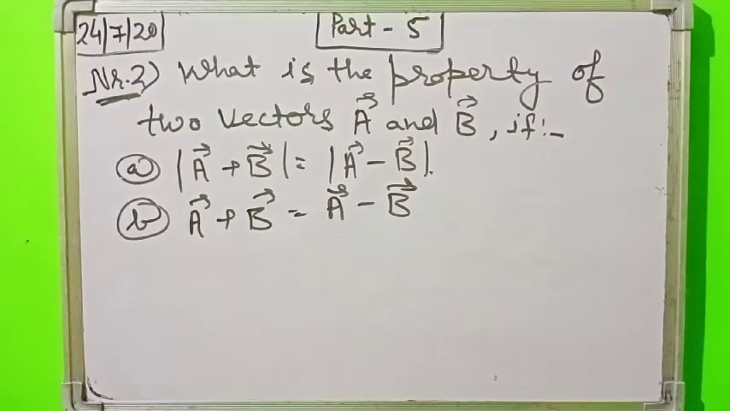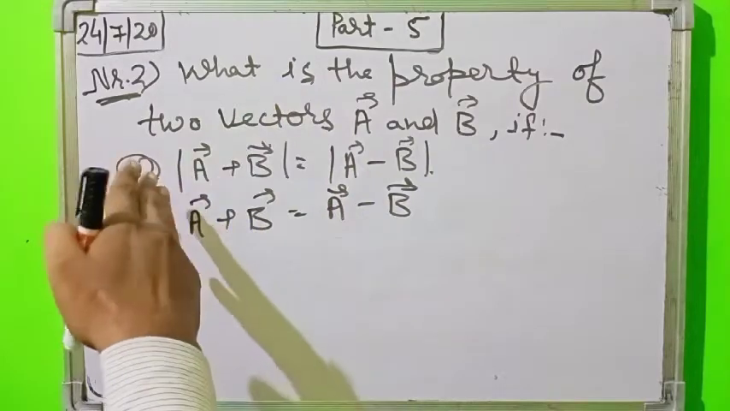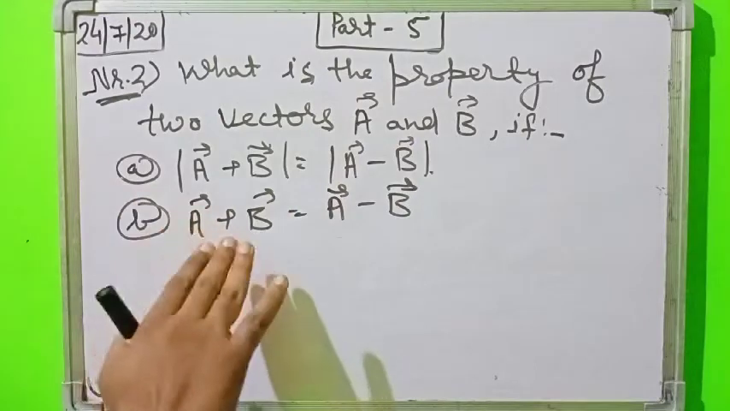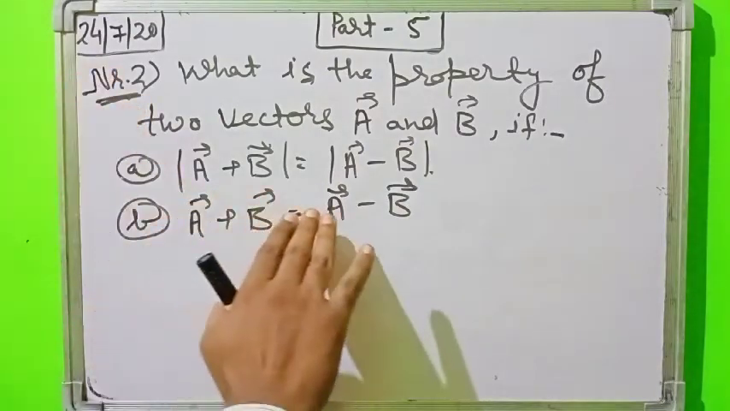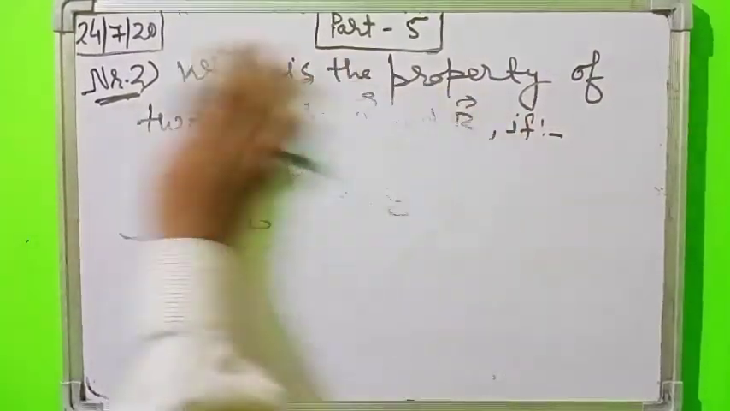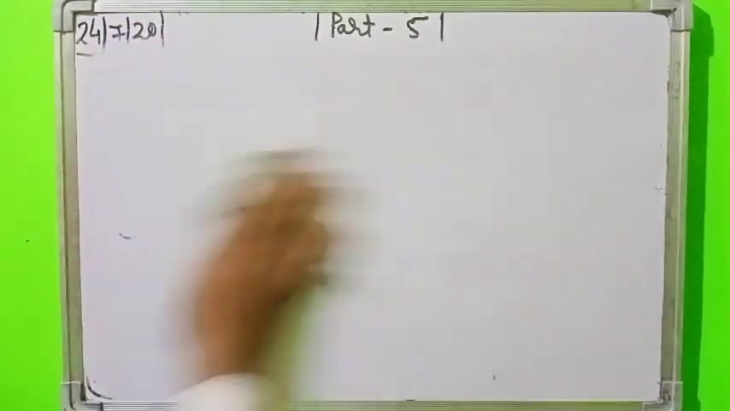So dear students, we have to find the relation between these two vectors, A and B, which satisfy the relation mod of vector A plus B is equal to mod of vector A minus B, and the second is vector A plus vector B is equal to vector A minus vector B. So try to solve this by yourself. I am also solving this and explaining it to you.